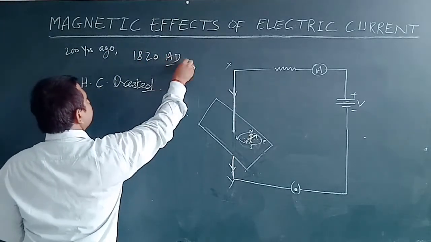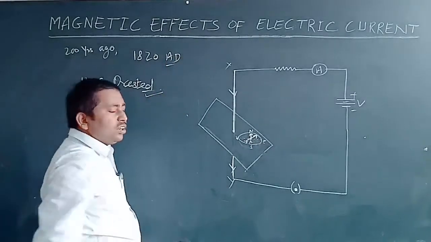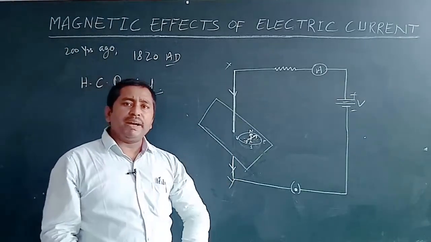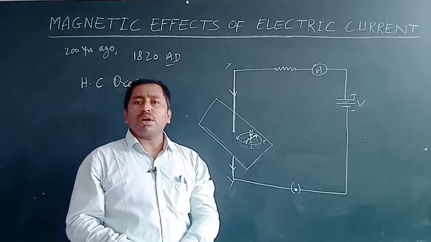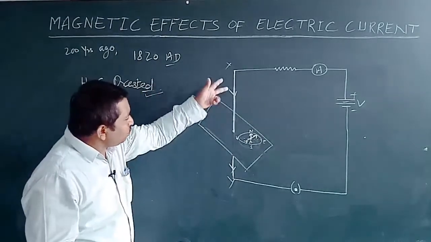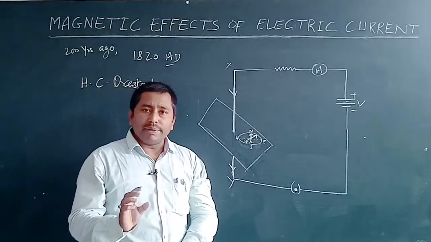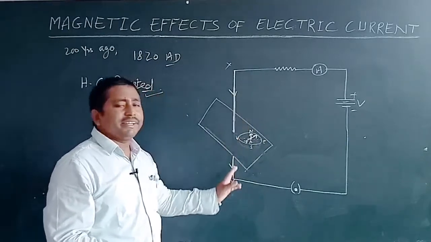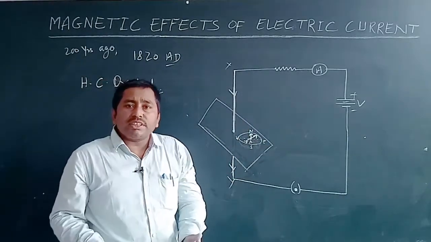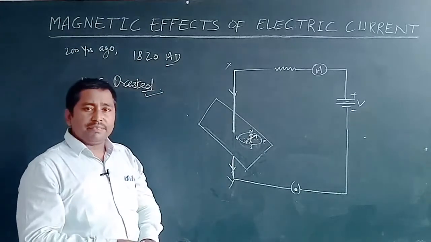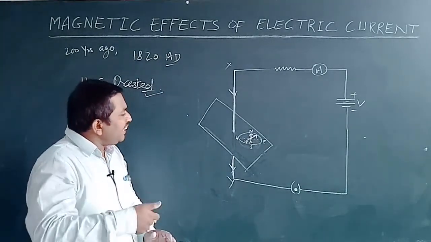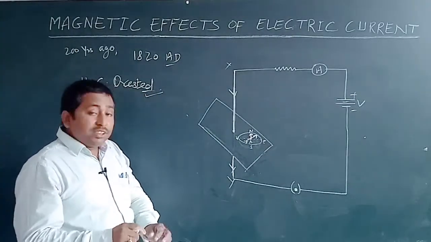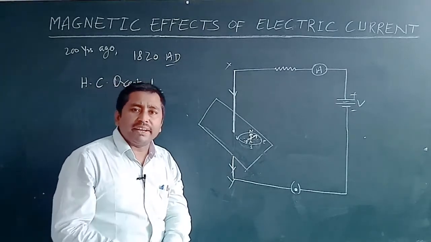In 1820 AD, Hans Christian Ørsted, while demonstrating his lecture by performing an experiment, accidentally observed that when a current flows through a conductor, there is a deflection in a magnetic needle placed near the current carrying conductor. He was astonished by this phenomenon.